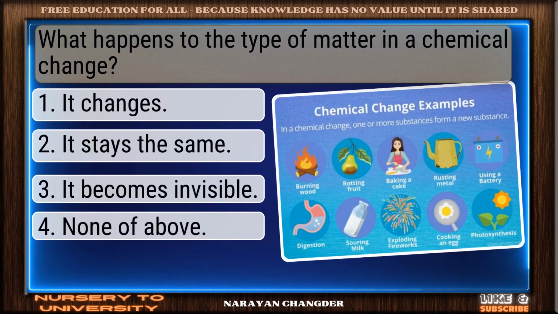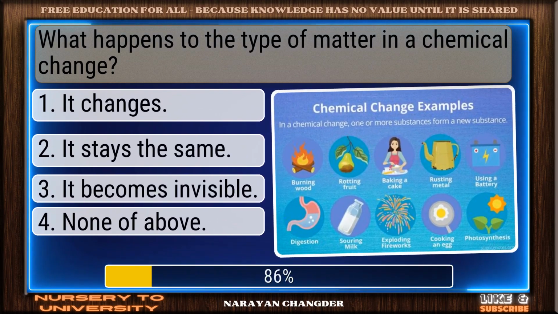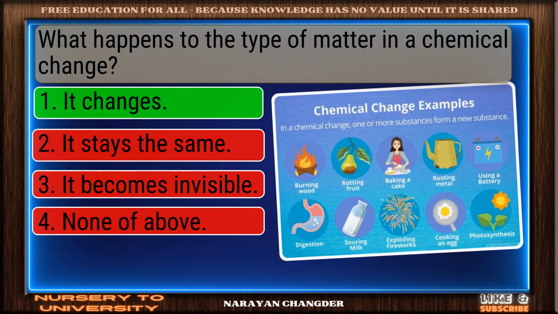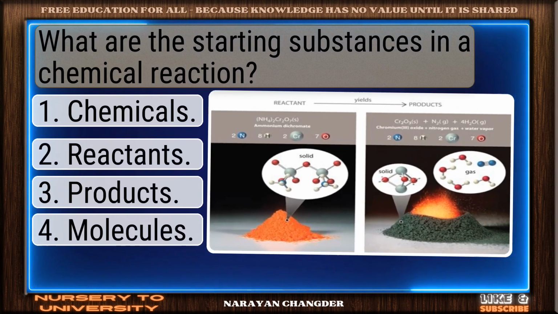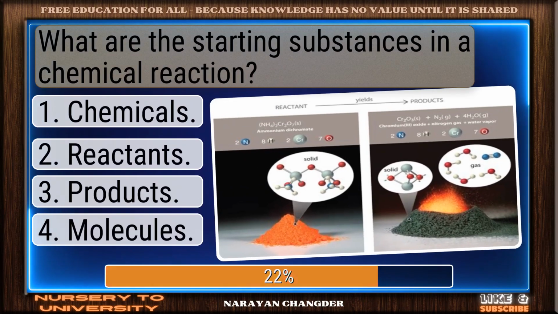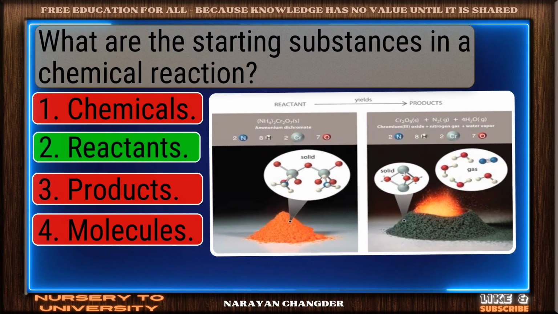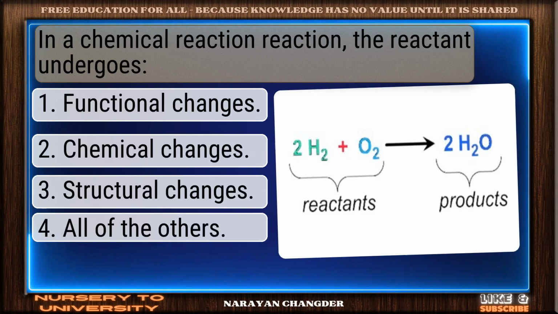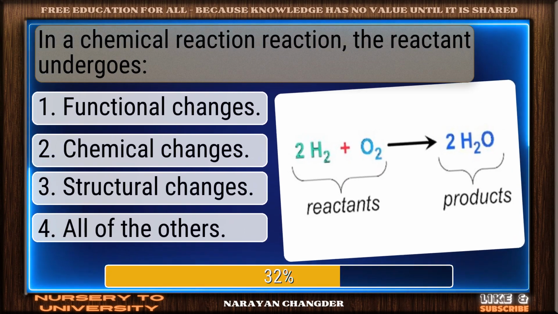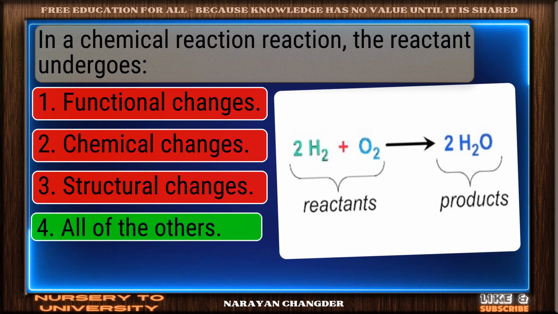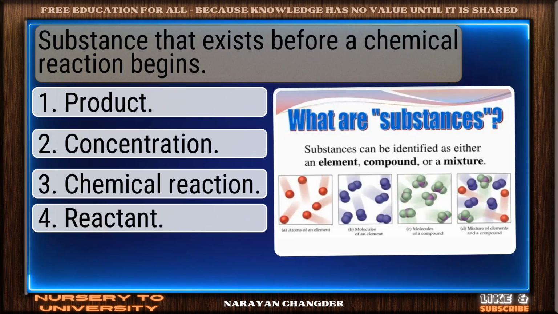What happens to the type of matter in a chemical change? Nicely done. It changes is a solid answer. What are the starting substances in a chemical reaction? Correct. Reactants is the right answer. In a chemical reaction, the reactant undergoes. Right again. All of the others is a valid answer.